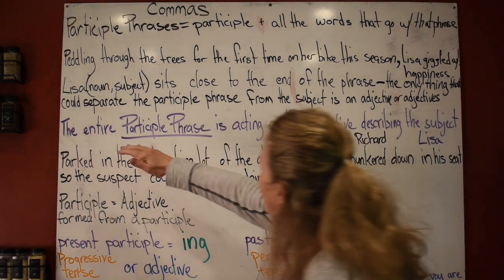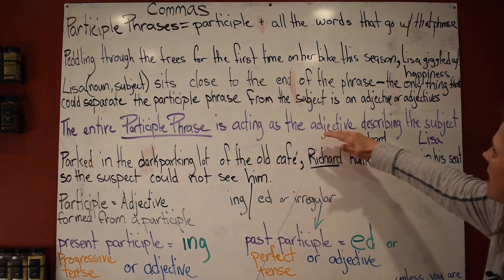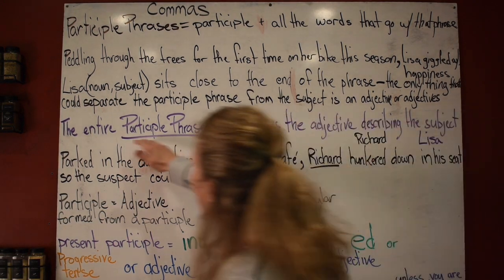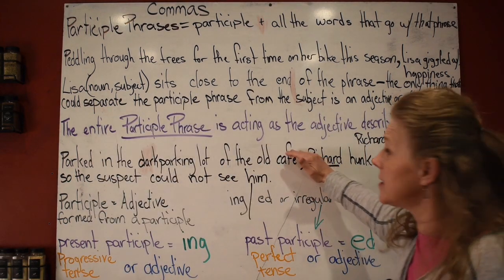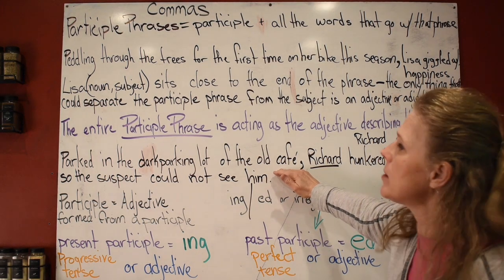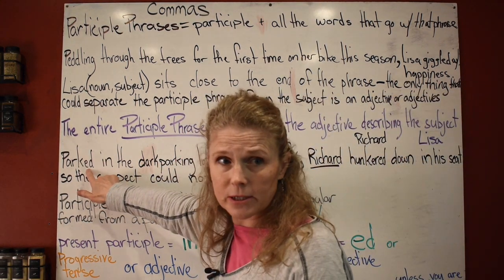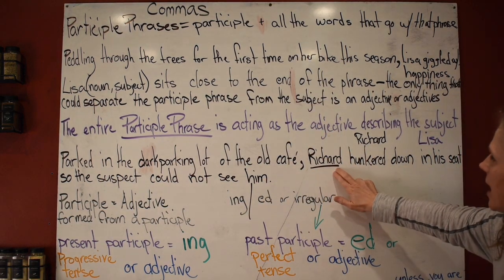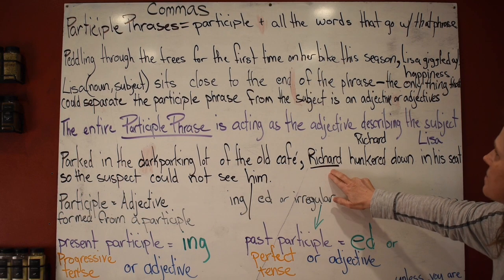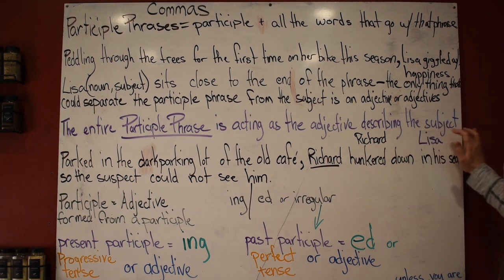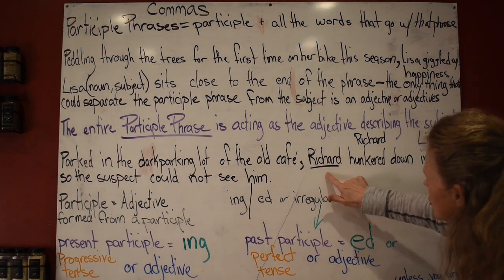Right here, the entire participle phrase is acting as the adjective describing the subject, Richard. This entire participle phrase, what is this? An adjective phrase, but we're calling it a participle because it starts out with a participle. It's describing this subject, this noun.